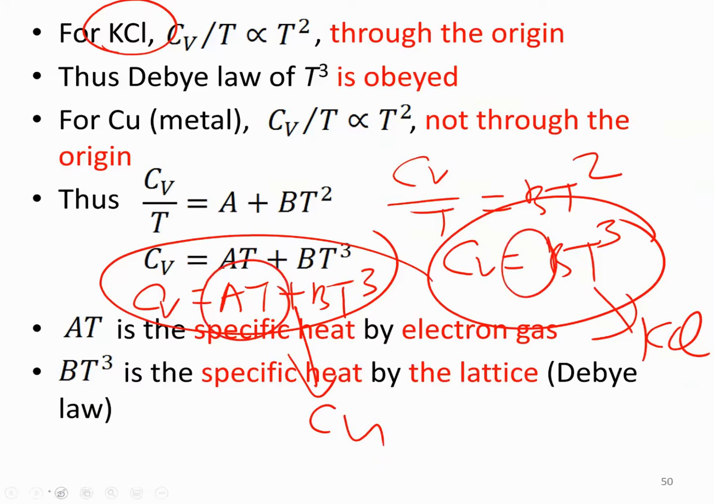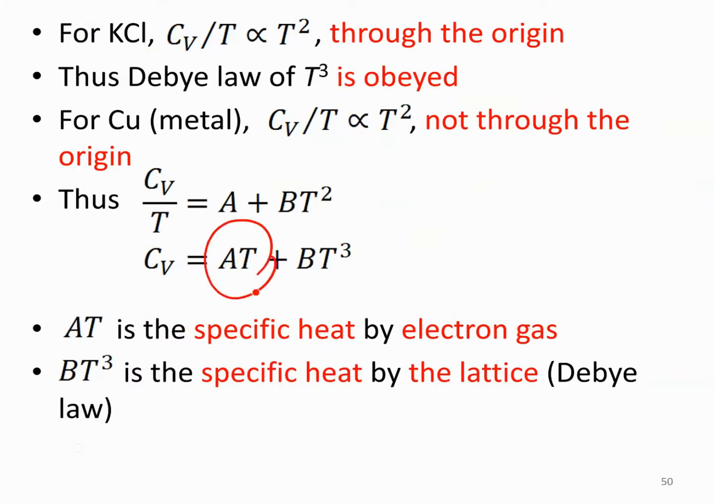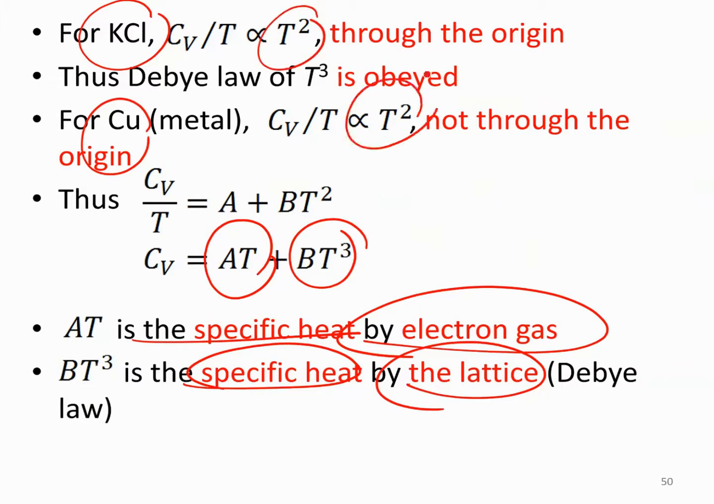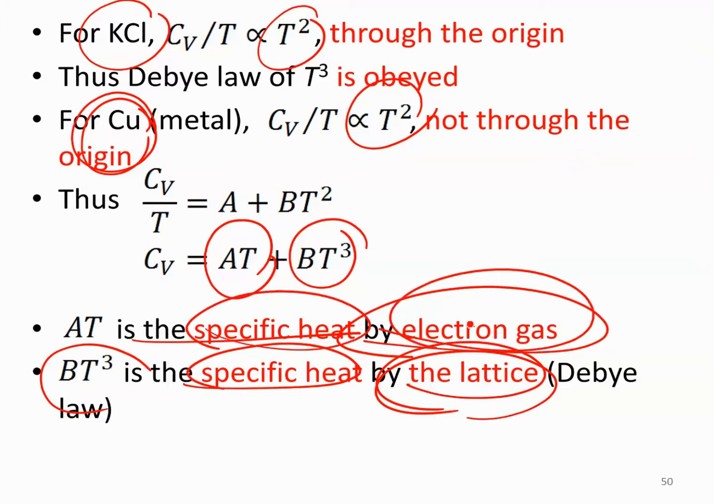Why? Because this AT is the specific heat contributed by the electron gas, and the BT power of 3 is the specific heat contributed by the lattice, the lattice vibration. So both KCl and copper have T power of 3. Okay, so both have the lattice vibration. Of course, all materials have lattice vibration, but only copper, which is a metal, has the specific heat contributed by the electron gas.